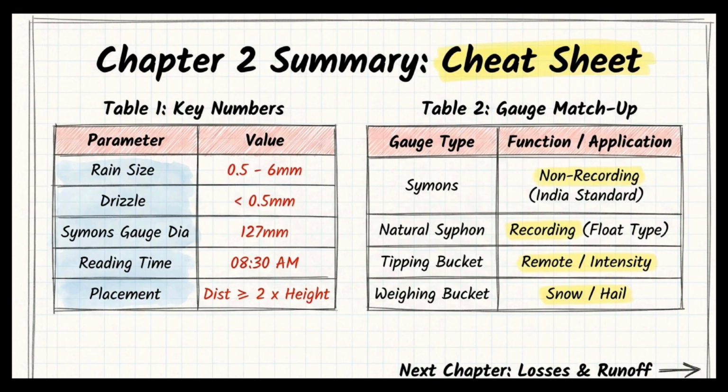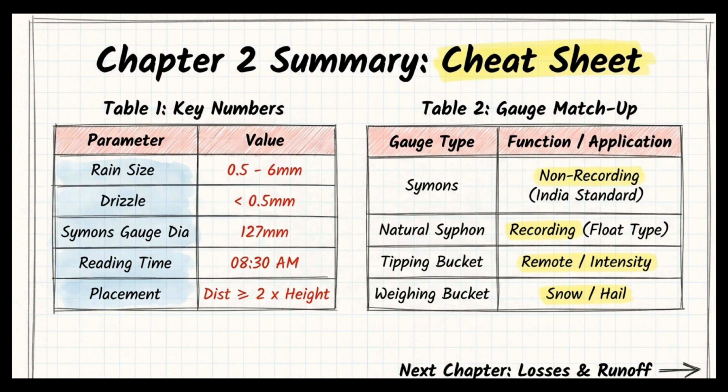In India, the standard time for taking rain gauge readings is 8:30 am every day. For proper installation of a rain gauge, we follow the placement rule. The distance from any obstruction should be at least twice the height of that obstruction.